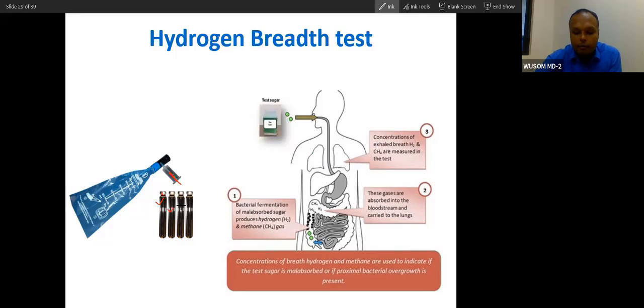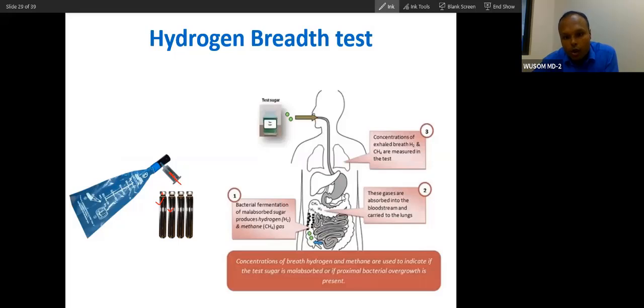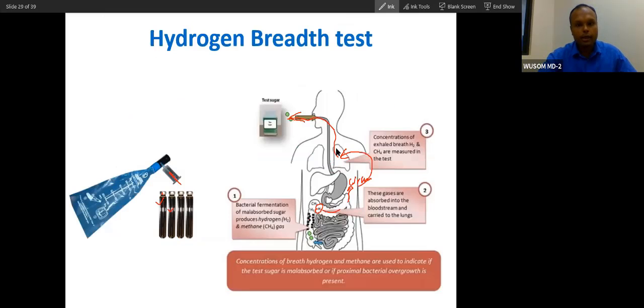Why does breath come from the lungs? What will happen is that the hydrogen, the digested product, because of fermentation, this hydrogen gas will go into the circulation, and from circulation it will reach the lungs, and that is why from the lungs you can take this hydrogen breath like this. So from the lungs, hydrogen can go out into the air. So this is how the hydrogen breath test is done. Sample is collected and the hydrogen breath test is done.